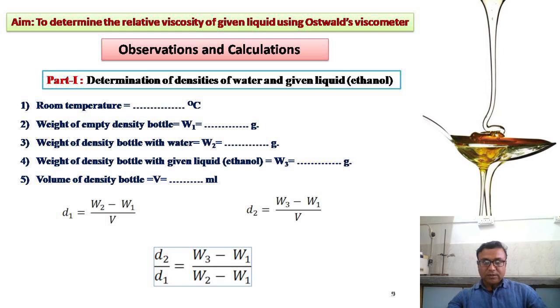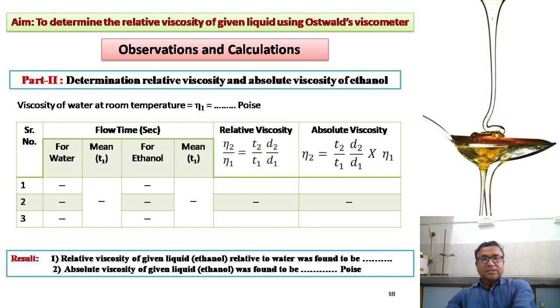And suppose you take the ratio of these two equations, it becomes D2 by D1, which is equal to W3 minus W1 divided by W2 minus W1. This is a very simple formula which is based on mass per unit volume. So in this way we can find out the relative density of these two liquids, that is D2 by D1. Then next is part 2, that is the determination of relative viscosity and absolute viscosity of ethanol.